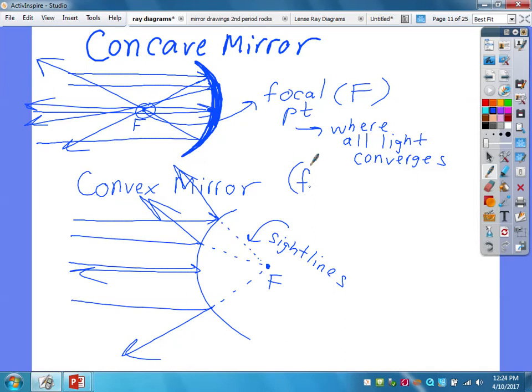We have lowercase f. This is known as the focal length. It'll be measured in centimeters just like the image distances are. So those are our two types of mirrors. Convex diverges the light. Sometimes we would call this a diverging mirror. And this one is a converging mirror. It diverges the light, it converges the light.